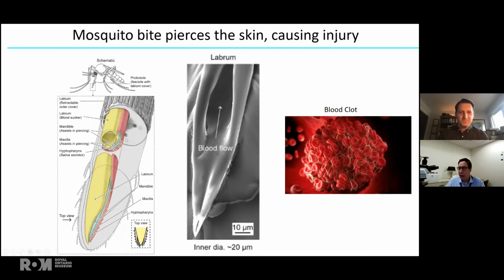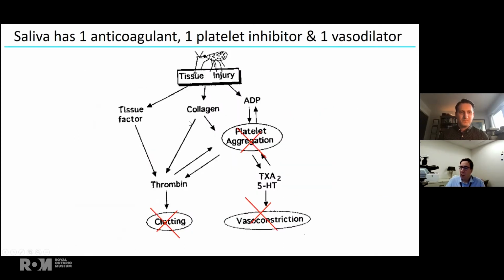Like when we cut our skin, for instance, blood clot is one of the mechanisms we have to prevent blood loss. And so what happens is that almost every salivary component from ticks and mosquitoes has one anti-clotting, one inhibitor of platelet aggregation that is also part of hemostasis, and one vasodilator that facilitates blood flow, right? So this is a diagram showing.